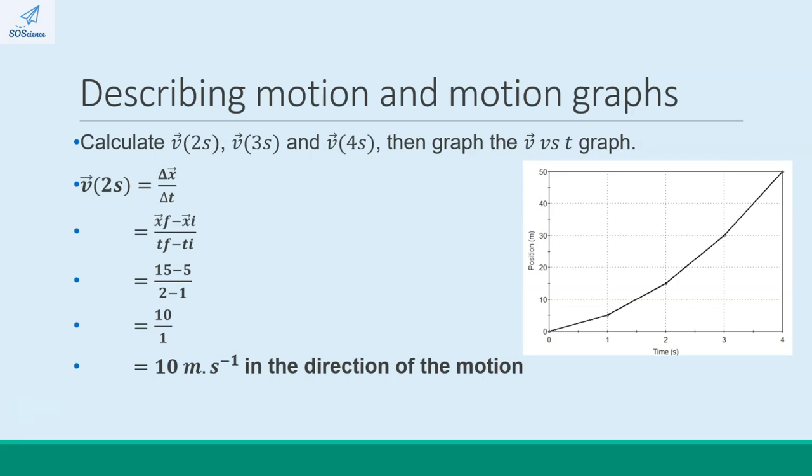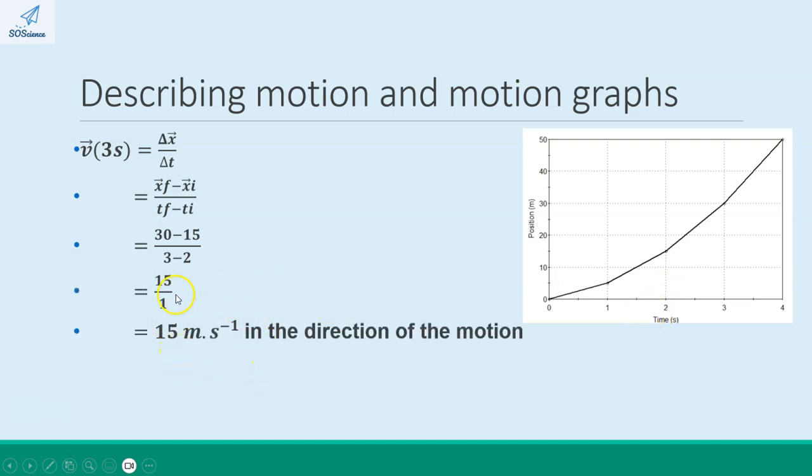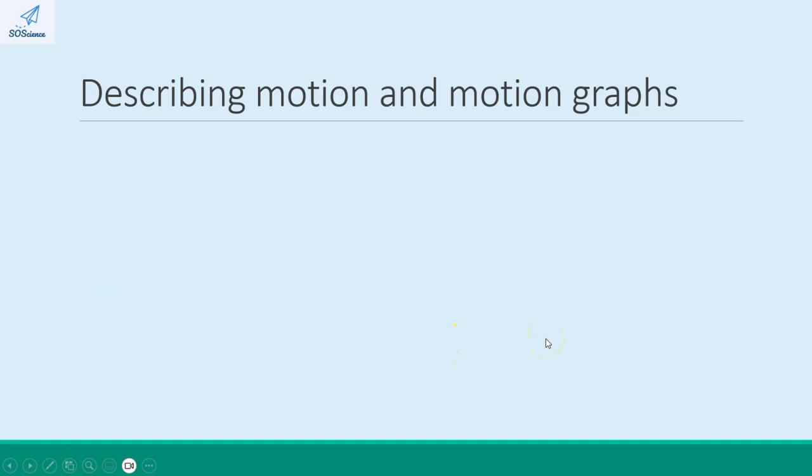So we can see that the car sped up. It went from 5 meters per second after 1 second to 10 meters per second after 2 seconds. Let's see what happens in the third second. Same calculation, but in this case, we're going to say 30 minus 15 over 3 minus 2. And we can see that the car is speeding up even more. It is now traveling at 15 meters per second in the direction of the motion.